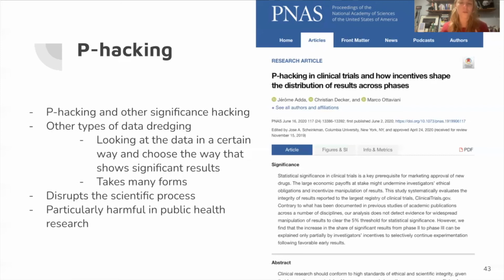I have an article posted about that. People are becoming more aware of it, but there's an article about p-hacking in clinical trials and how incentives shape the distribution of results across phases. This is another one about clinical trials, a pretty scary place for p-hacking and other significance data dredging. That's just something to always stay aware of when you're designing and analyzing and looking at other people's experiments, is to always be aware.